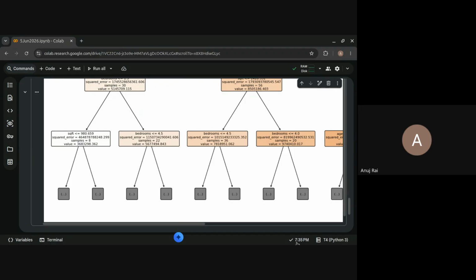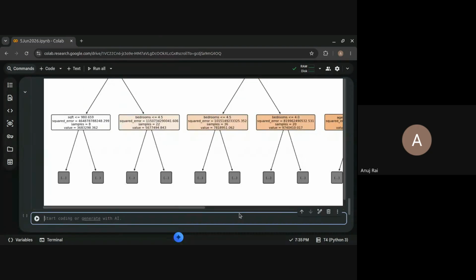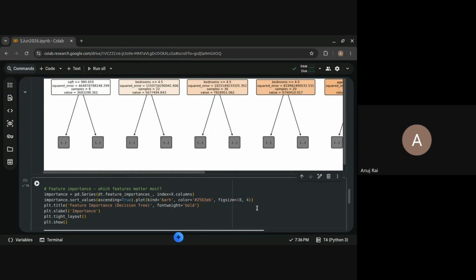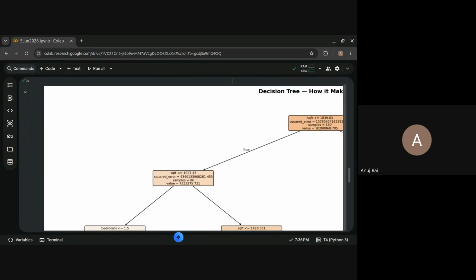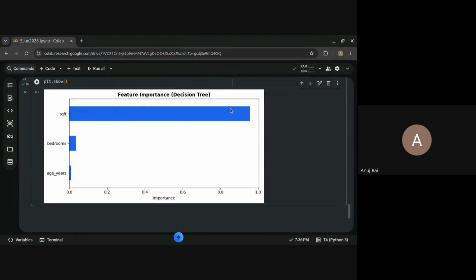And then we have the other graph which shows the importance. So definitely from here we can see that square feet is the main variable. It is given the most importance, and you can see here in the feature importance that around 95% is given to square feet, then bedroom, and then age year. So it determines that square feet is of more importance than bedroom and age year for determining the price.